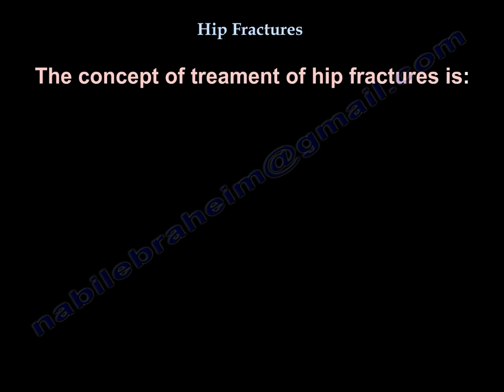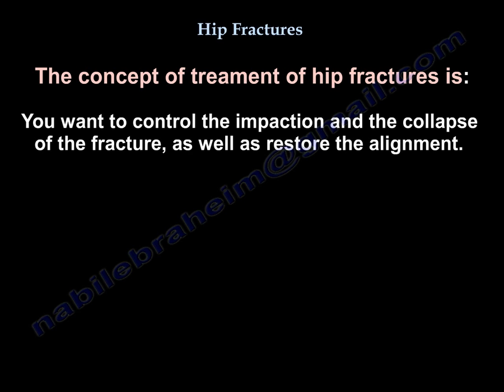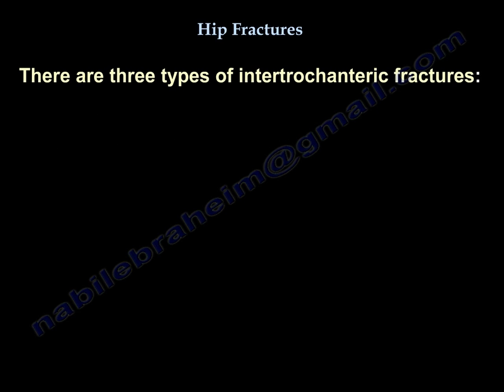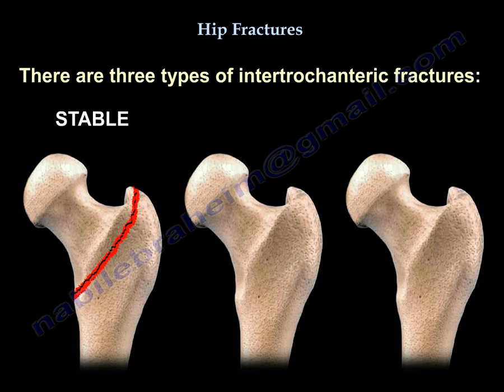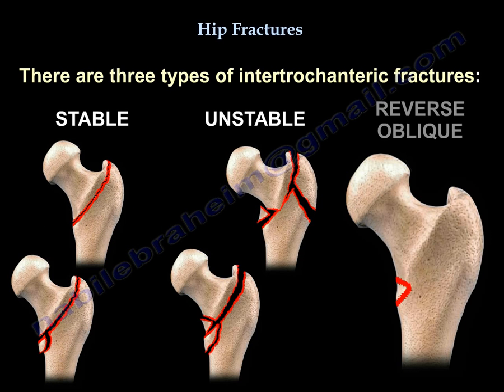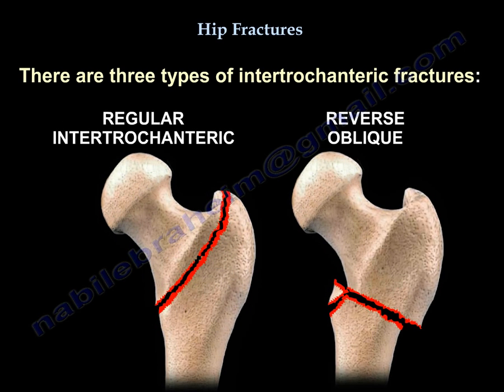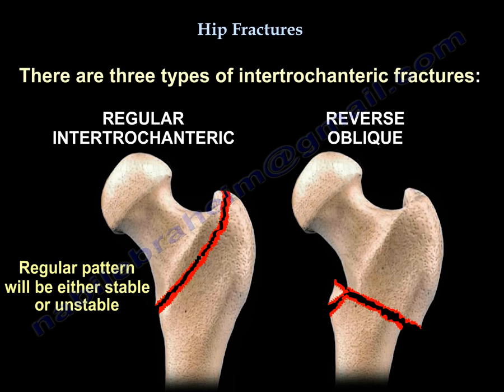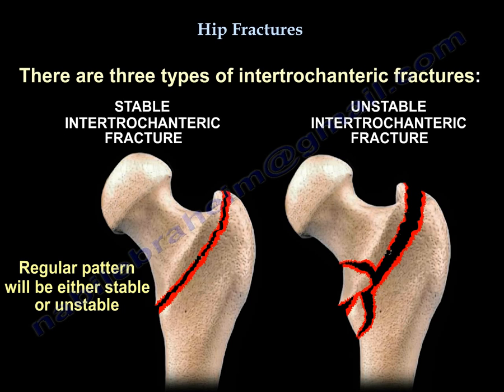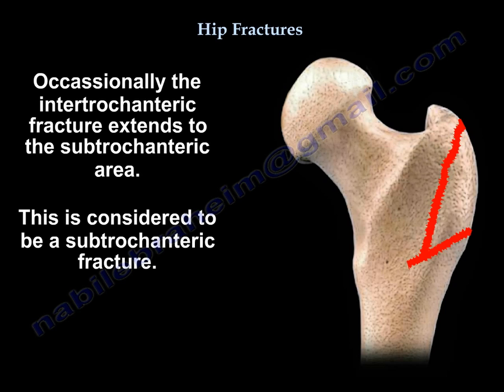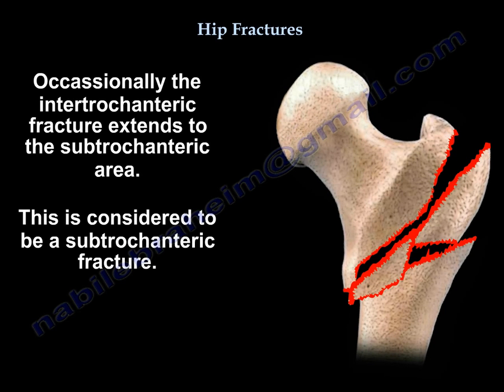The whole concept of treatment of hip fractures is you want to control the impaction and collapse of the fracture, and you want to restore the alignment. There are 3 types: stable, unstable, and reverse oblique. Or you can divide them into regular intertrochanteric fracture and reverse oblique, and the regular pattern will be either stable or unstable. Occasionally, the intertrochanteric fracture extends into the subtrochanteric area, and that is usually considered a subtrochanteric fracture.